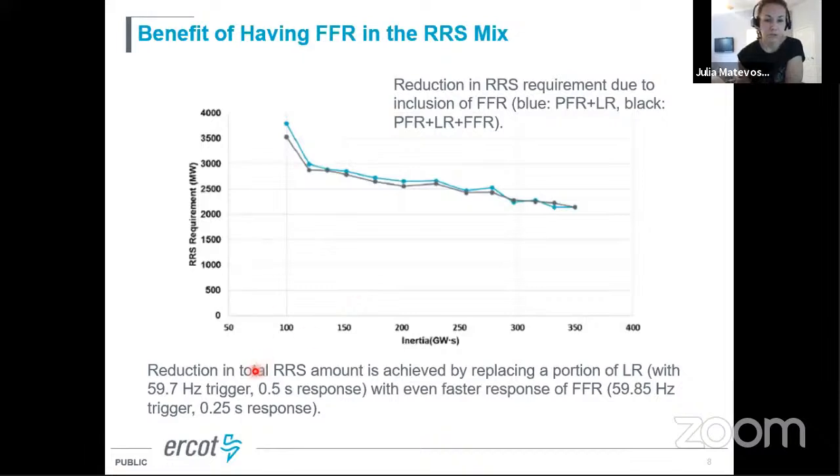So this slide here shows the reduction that we can achieve by introducing the FFR product into the responsive reserve service mix. Just a reminder, this is total RRS amount, and this is inertia. As I said, the total RRS amount varies with inertia. The difference here that you see is basically from replacing load resources that are already providing fast frequency response with even faster frequency response from FFR. So that's why the gain is not as big, but the gain is much bigger because both load resources and FFR are substituting frequency response provided through governor response from generation resources, and faster resources are more effective in low inertia conditions. So the gain here is just from the speed of response of FFR compared to load resources. There is some gain still.